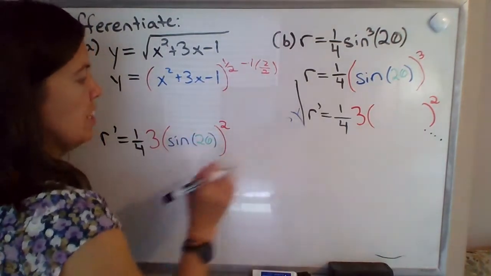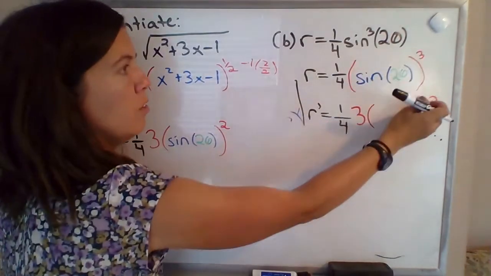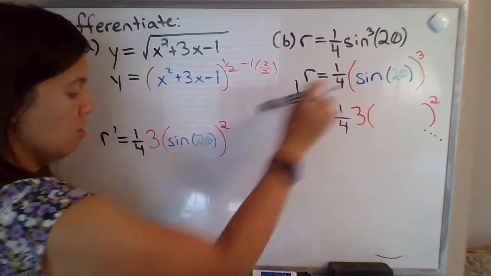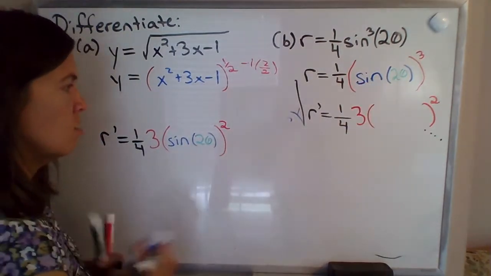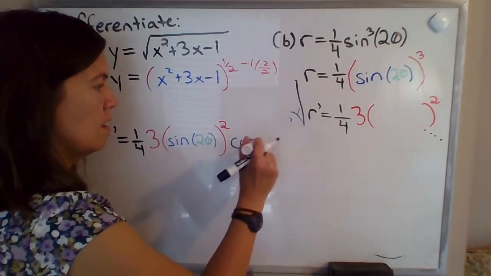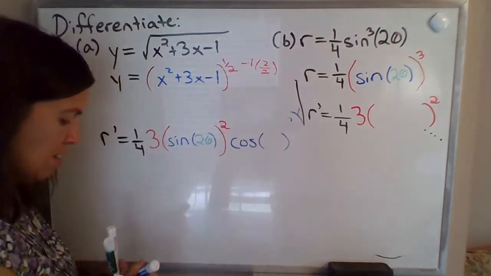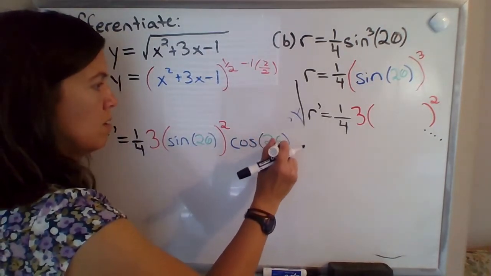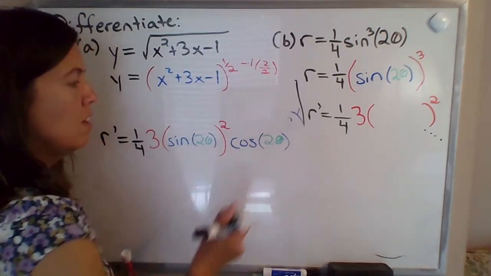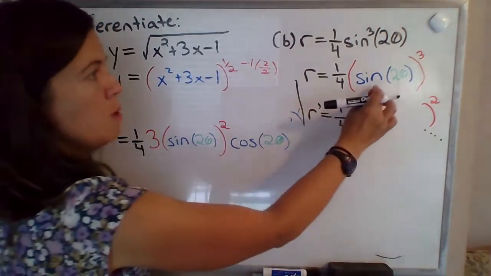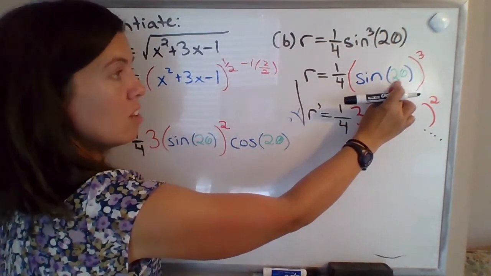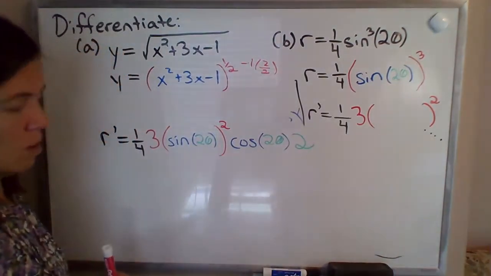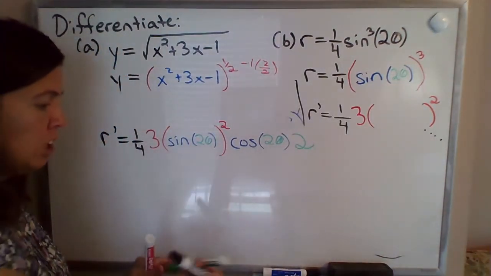Great. We differentiated the outside layer. Now we've peeled the third power off. Now we're looking at the sine function. That's what we have to differentiate next. The derivative of sine is cosine. And we've got a third layer, so now we leave the inside of that alone. So this is cosine of 2 theta. Now we've peeled off the sine layer. Now we're looking at 2 theta, times the derivative of the inside there, which is 2. Okay, and so at this point we've differentiated that function.